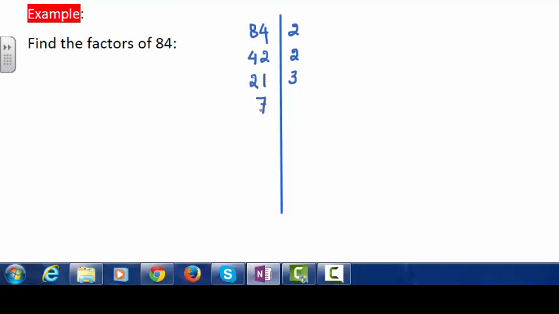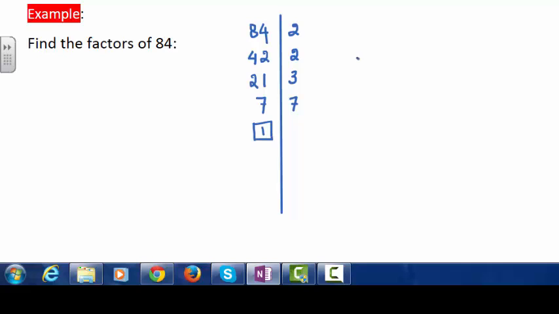I repeat again. Can I divide 7 by 2, the smallest prime number? No. By 3? No. By 4? No. 4 I cannot include because it's composite. By 5? No. By 6 I cannot, it's a composite number. Then I don't have a choice. 7 is a prime number, till I get 1. 1 is the last thing, so that means all the prime factors of 84 are 2, 2, 3, and 7.